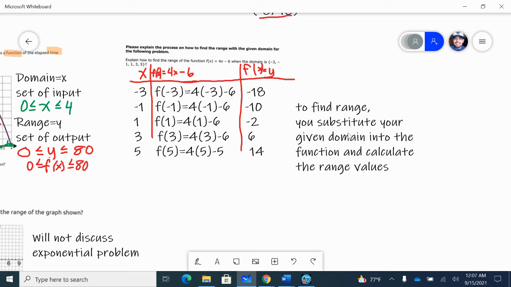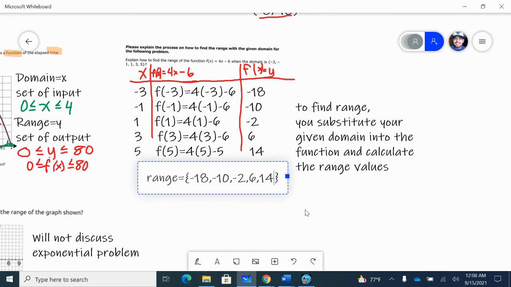Now, again, you could have told me this, but I did want to see some of these values. And when it comes to writing the function values, it actually would have been written like this. Range equals negative 18, negative 10, negative 2, 6, and 14. Again, notice how we're given a set domain, -3, -1, 1 through 5, and we have our associated range, -18, -10, -2, 6, and 14. That is how you find the range.